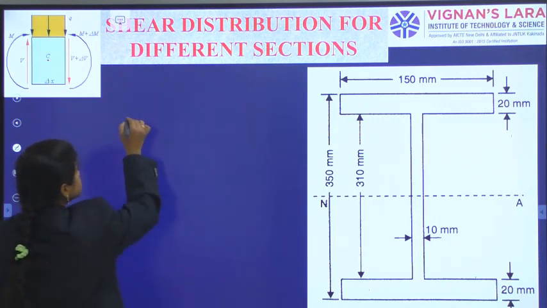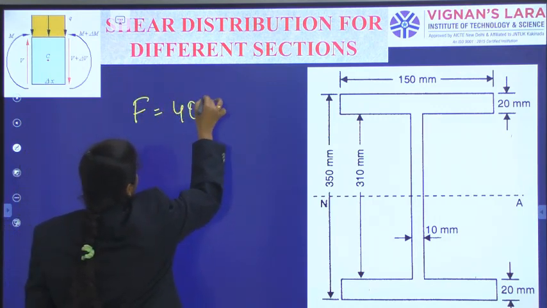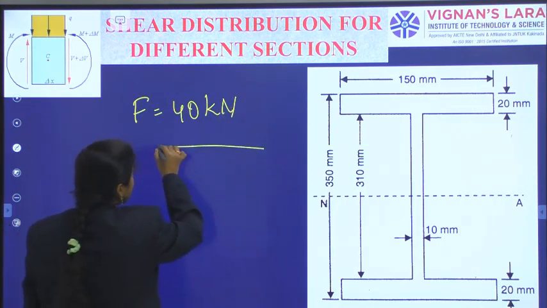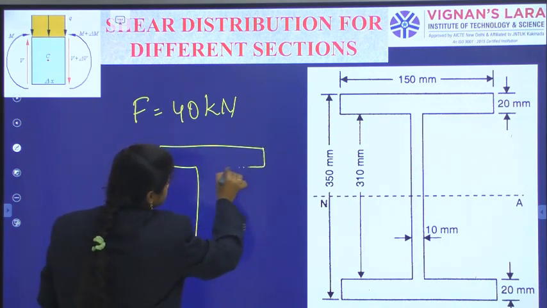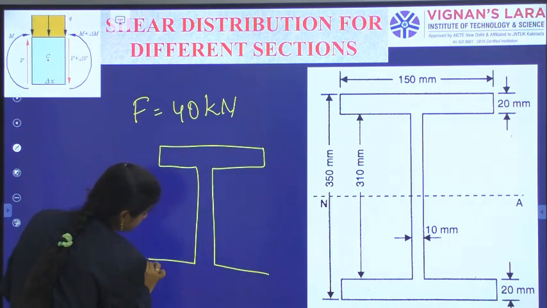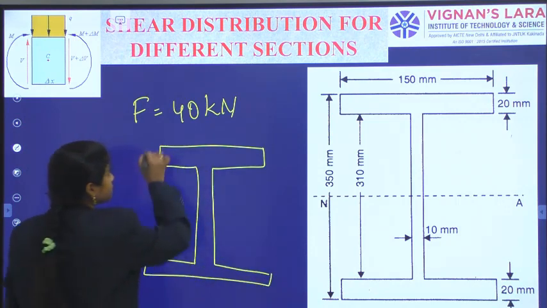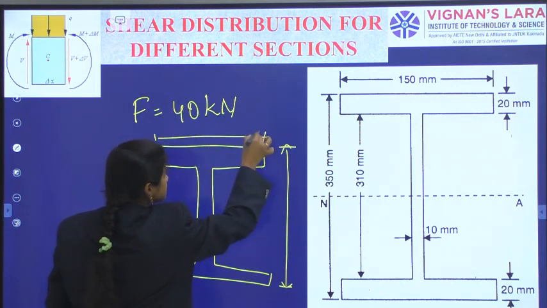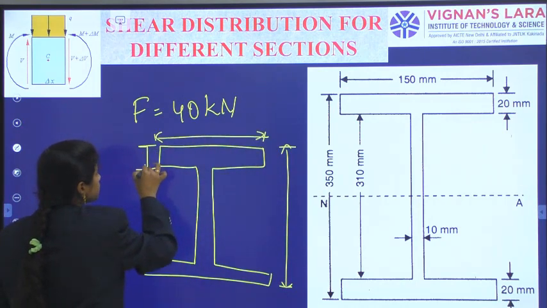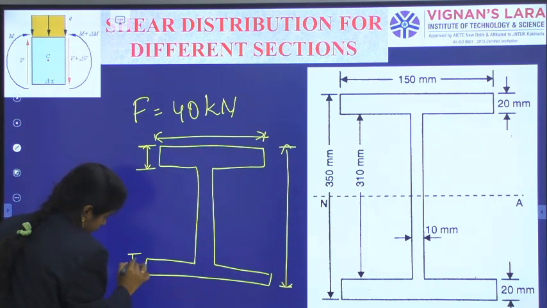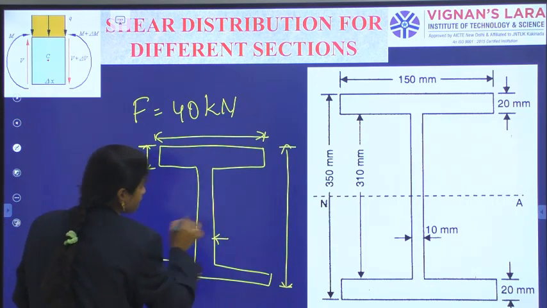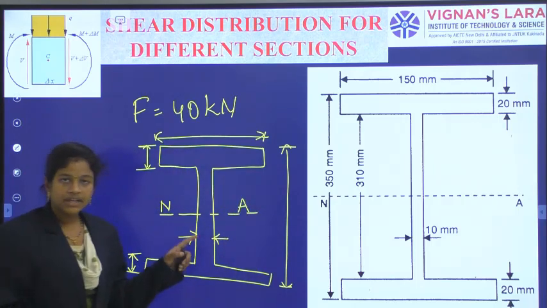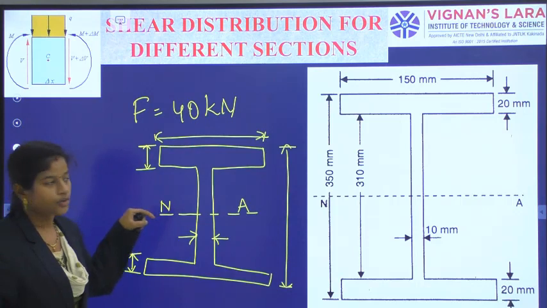See, when you see the section, they have given 40 kilonewton shearing force, and they have mentioned the I section is having some dimensions for the flange and web, and also the overall dimensions they have given. And involving all these things, we have finalized one more term: the neutral axis line will pass through the geometrical centroidal axis.